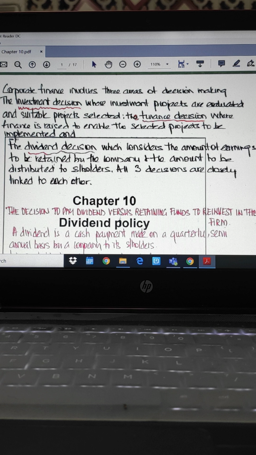chapter 3, short-term finance and working capital management, chapter 4, long-term finance, equity finance, chapter 5, long-term finance, debt finance, hybrid finance and leasing, chapter 6, an overview of investment appraisal methods, chapter 7, investment appraisal, applications and risks, chapter 8, portfolio theory and capital asset pricing model, chapter 9, the cost of capital and capital structure, and chapter 10, dividend policy. This will be the last chapter for this course.